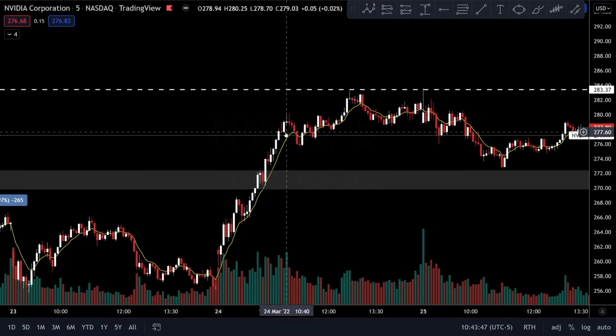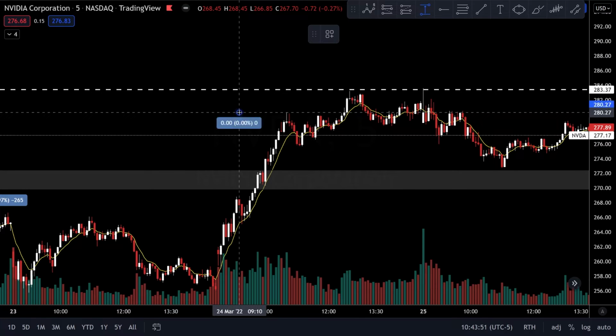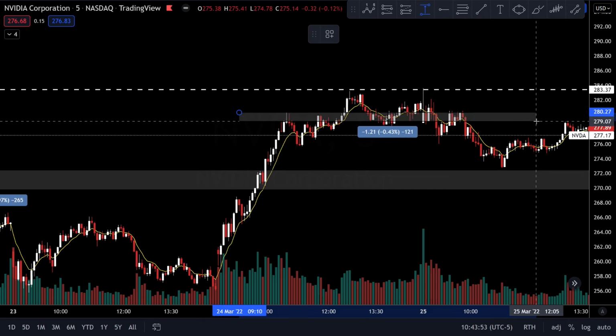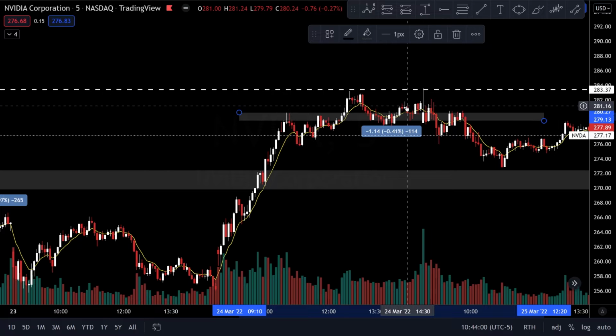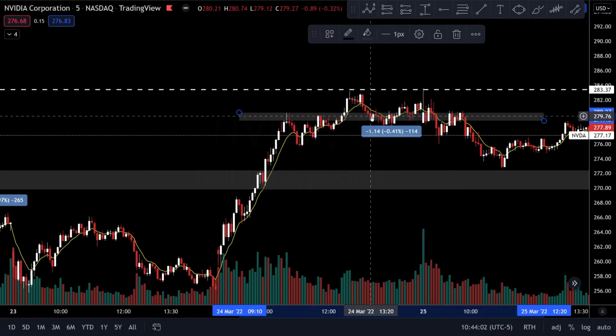Now what we're looking at here and how we traded this personally is we marked out that key range you had before, which of course was 280, and then it also came down to about right here, 279.13. This is where, in my opinion, things really started to heat up and get interesting.